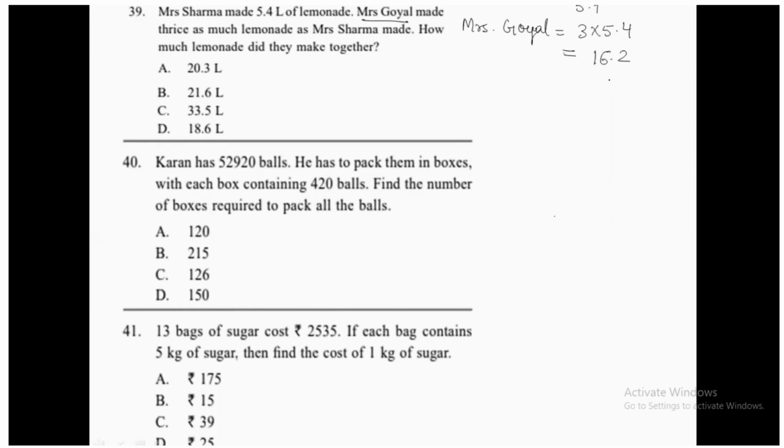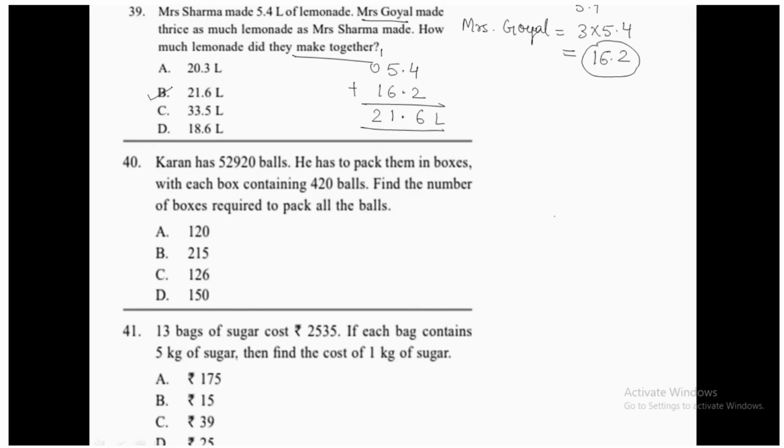So now Mrs. Goyal made 16.2 and Mrs. Sharma made 5.4, which is given in the question. Now the question is asking how much laminate did they make altogether. So we will add 5.4 with 16.2. Let's see what we get after adding these two numbers. 4 plus 2 is 6, 5 plus 6 is 11, carry over 1, then 1 plus 1 is 2. So they made 21.6 liters of laminate altogether, which is our option B.